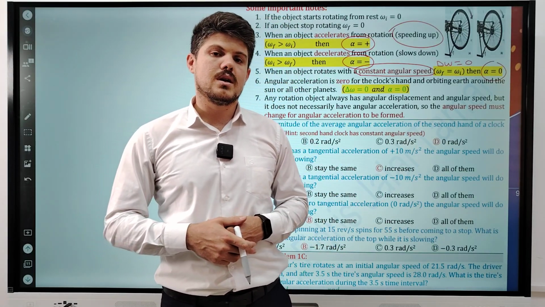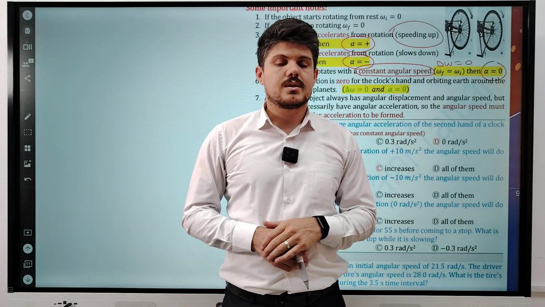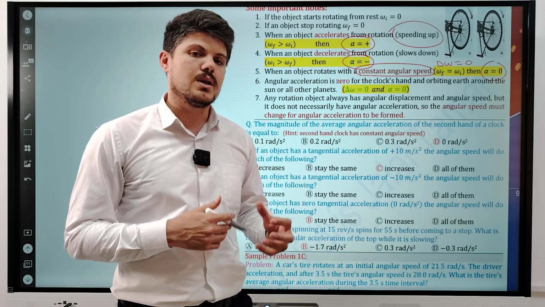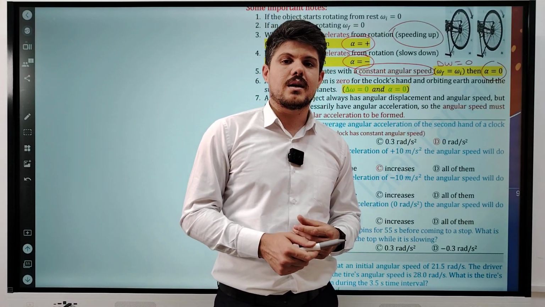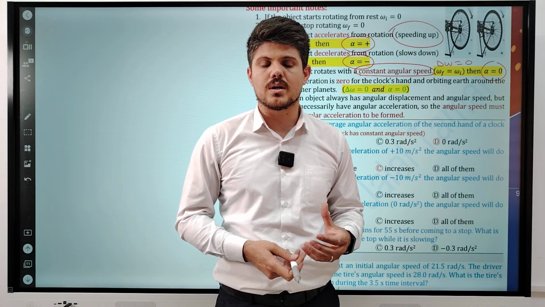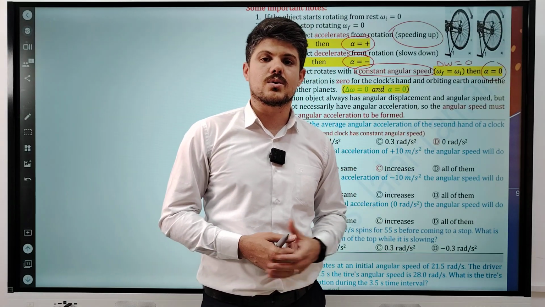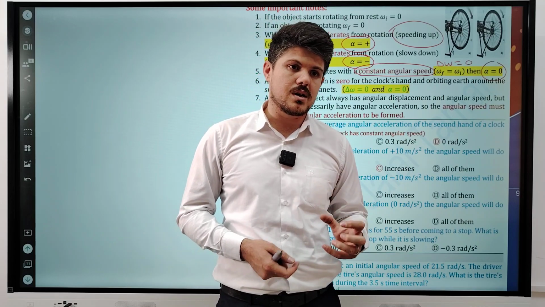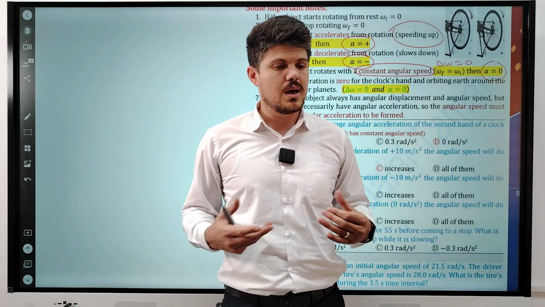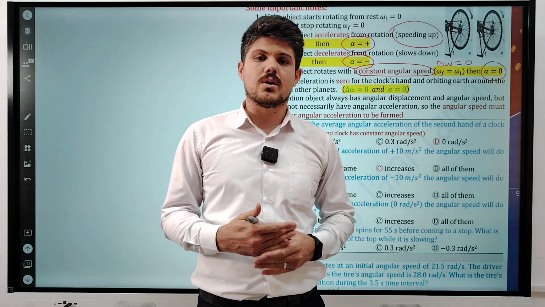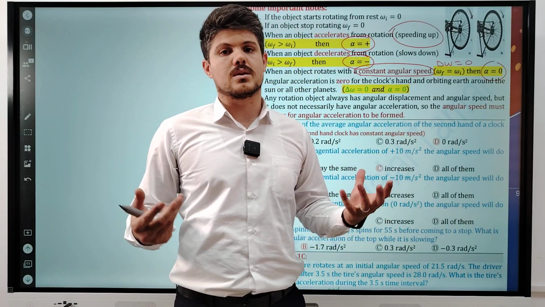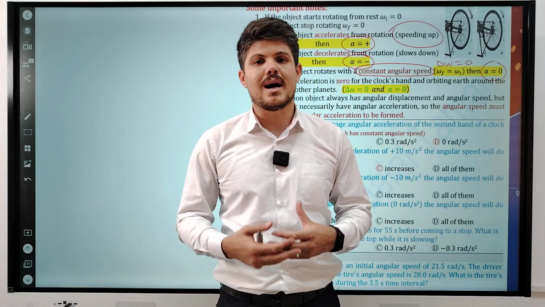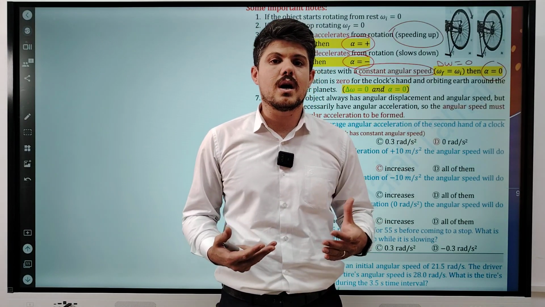As in the previous lesson, we studied and solved some problems with constant angular speed. For example, the rotating second hand, minute hand, and hour hand of the clock have constant angular speed, and they have 0 angular acceleration. Also, the angular acceleration of the Earth rotating around itself is 0. Why? Because the angular speed of the Earth rotating around itself is constant. The Earth orbiting around the Sun has 0 angular acceleration. Why?